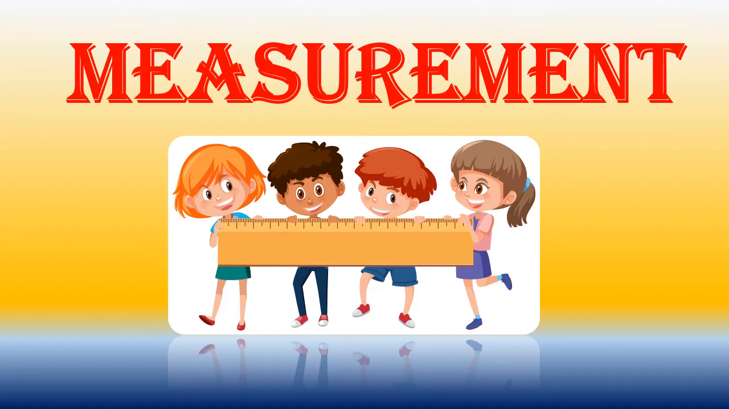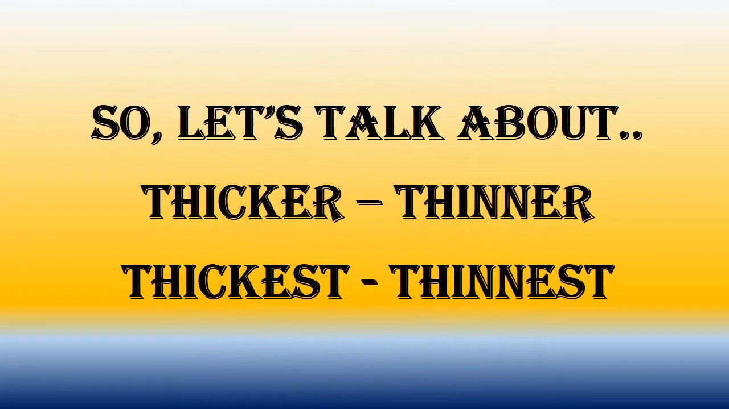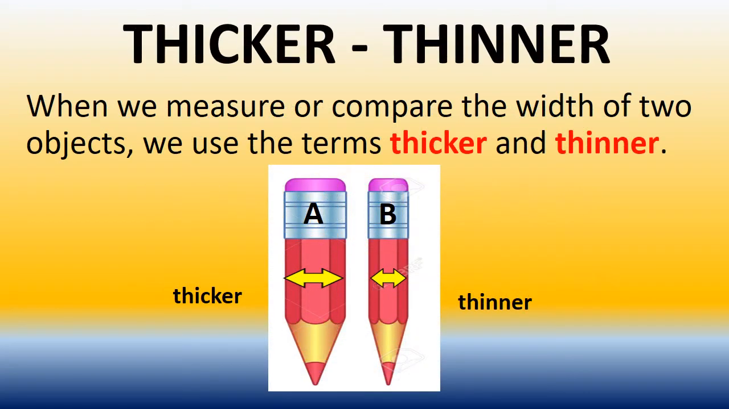So children, today we will continue learning about measurement. So let's talk about thicker, thinner, thickest, thinnest. Thicker, thinner. When we measure or compare the width of two objects, we use the terms thicker and thinner.